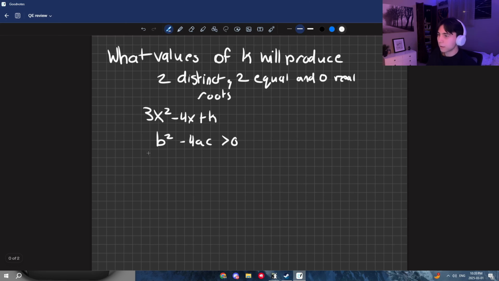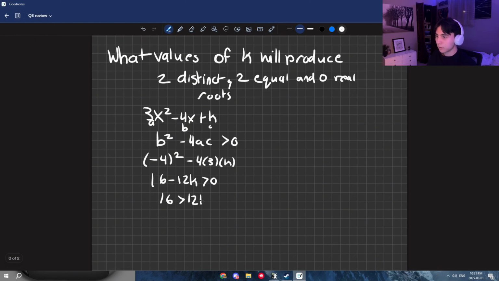So we're just going to plug in our values for a, b, and c. We have -4 squared minus 4 times 3 times our c value, which is k. So now you should get 16 minus 12k is greater than 0. You add 12k to both sides, and you get 16 is greater than 12k.